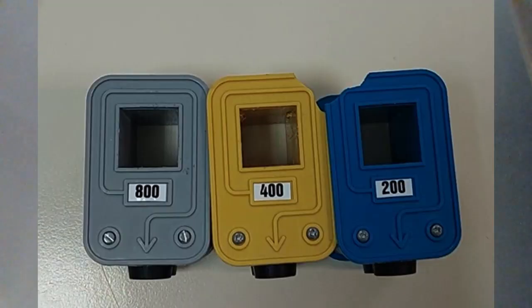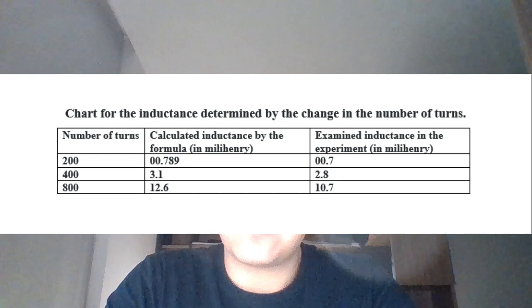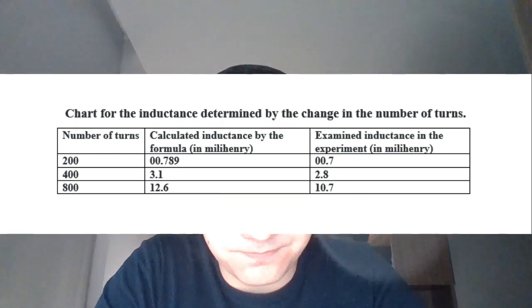In the experiment, as mentioned in the procedure, I examined the values of the coil with different numbers of turns, which are 200, 400, and 800. Later, I calculated the inductance with the given formula and found three different values. I put the experimental and the calculated values in a chart to compare and understand the behavior of inductance.